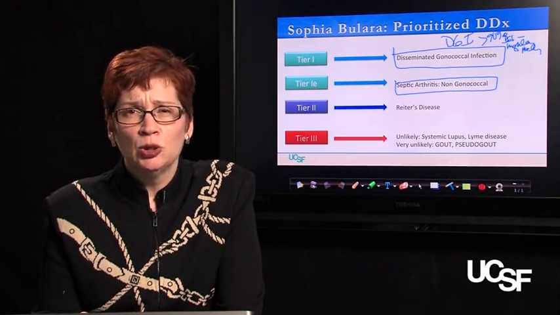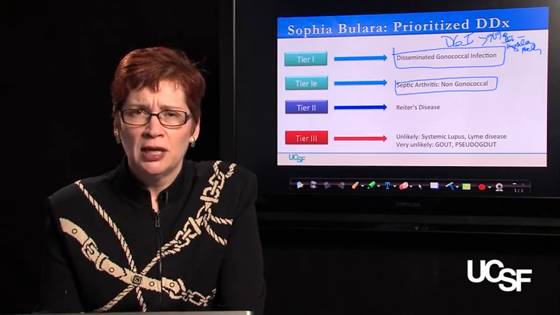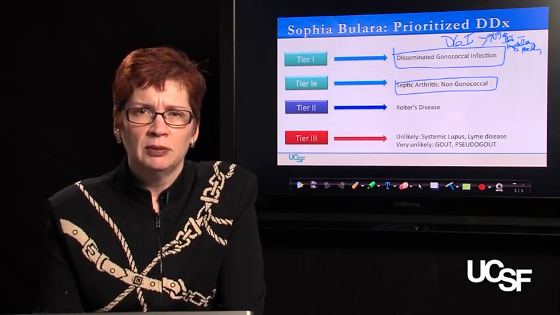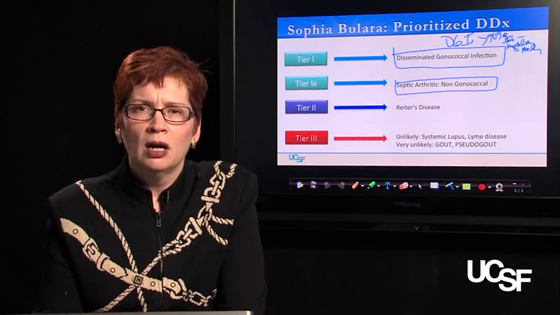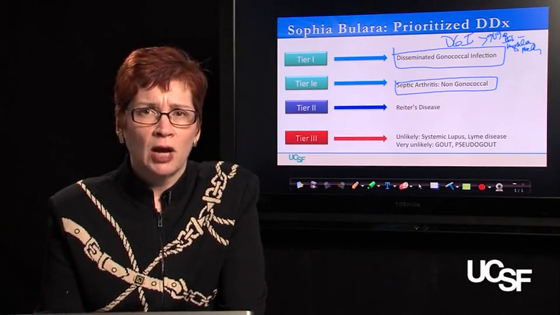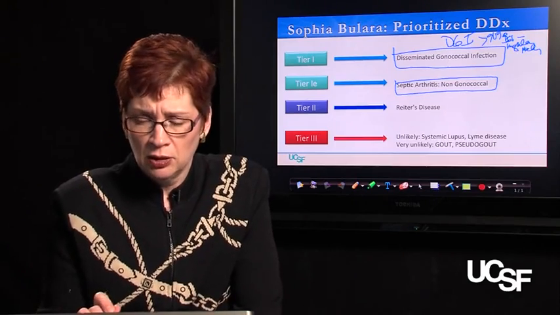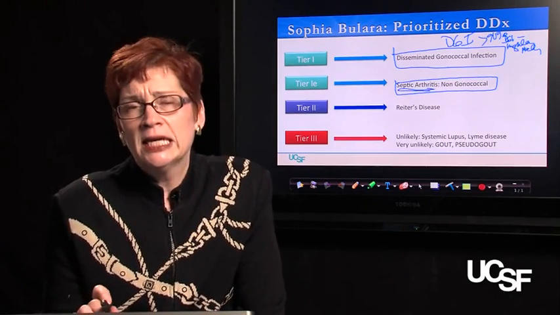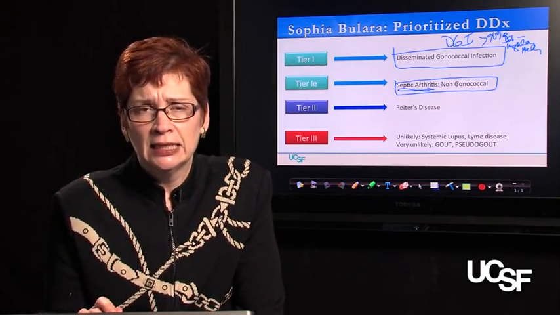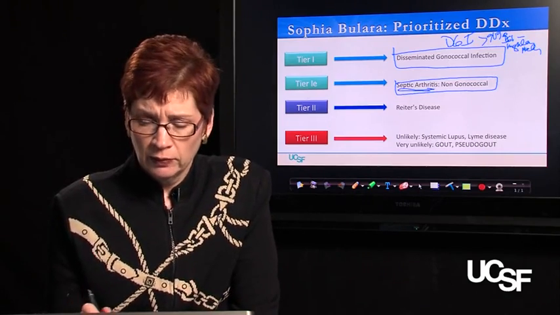And then a new joint has been involved. And so that first elbow should not have gotten better. That's not compatible with a septic arthritis picture, nor is the type of rash that she's demonstrating. So that makes septic arthritis a valid tier 1E diagnosis. It's much less likely than tier 1, but something emergent.